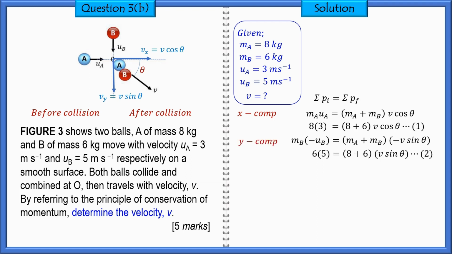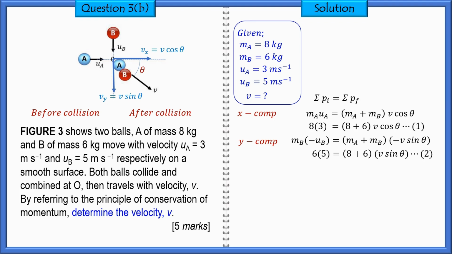And at the y component, we get the equation of MB times negative UB. Negative UB because UB is downward before the collision. And after the collision, A and B move together. So MA plus MB times negative V sin theta. Negative because, if you look at the diagram, Vy is downward. So Vy is equal to negative V sin theta. Substitute the value.